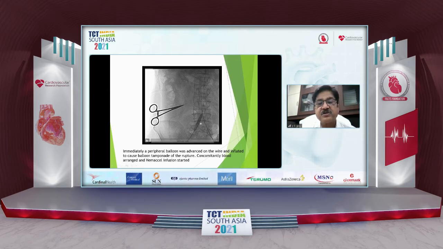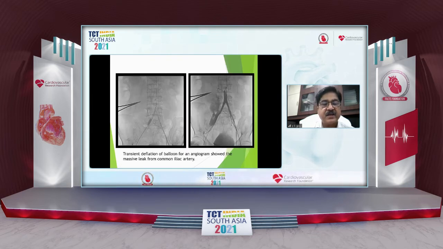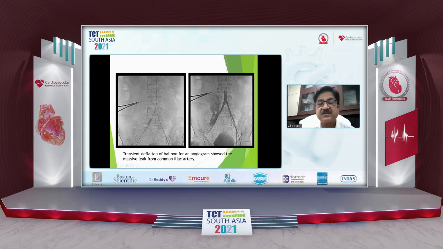Anyhow, so that was the balloon tamponade. And with that, the pressures were slightly maintained. Then there was a transient deflation that we tried for an angiogram to see where the leak is and what is happening. And it showed the massive leak from the common iliac artery, you see. So that is where it was a big leak.